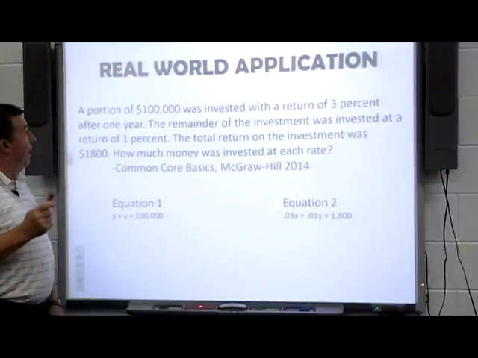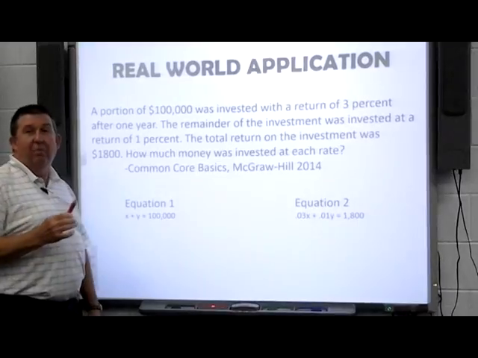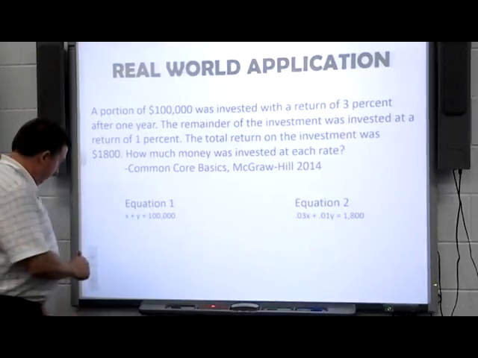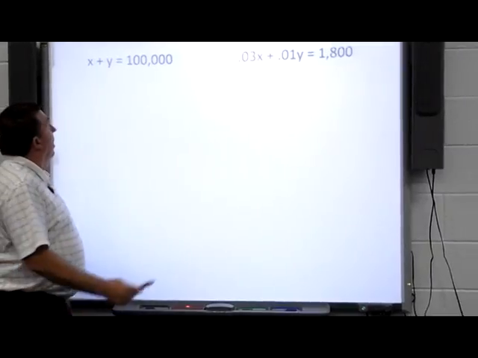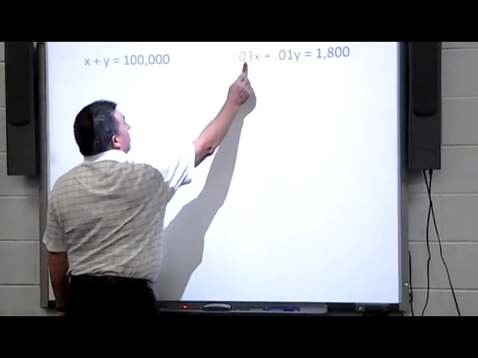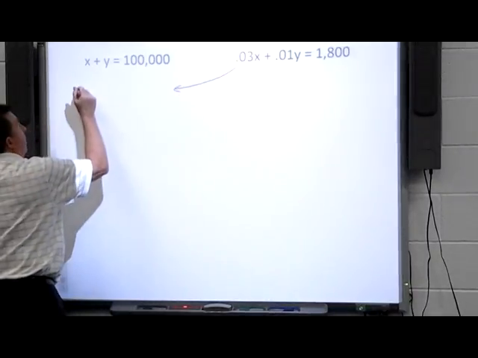Thank you, Jen, for showing how to do this problem with the substitution method. I'm going to do the exact same problem, and I'm going to do it with the elimination method to prove to you either one of them works and we'll get the same answer. So here's our two equations. I am going to take this equation and slide it over under this one. I'm going to line them up for you.